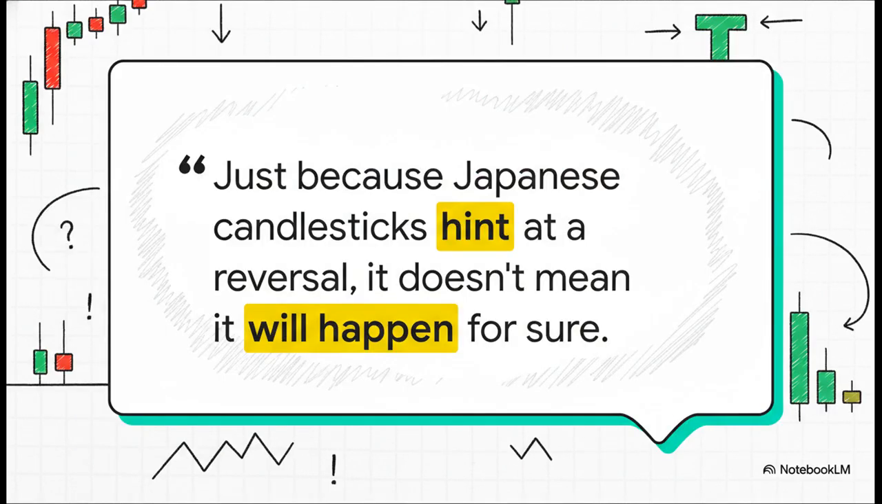A pattern is just a hint. It is not a prophecy. The best traders know this. They use these patterns as clues, and then they look for other things like trading volume or the overall trend to confirm what they're seeing. The pattern is just one piece of the puzzle.